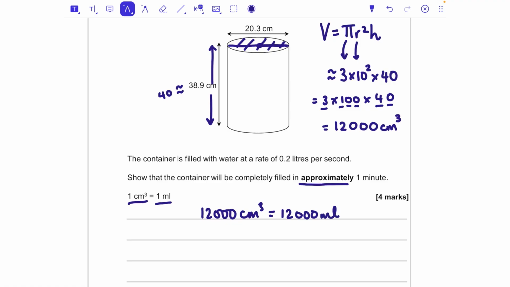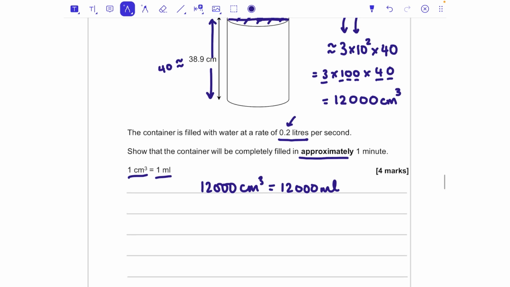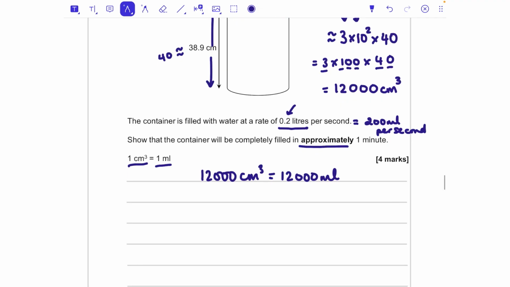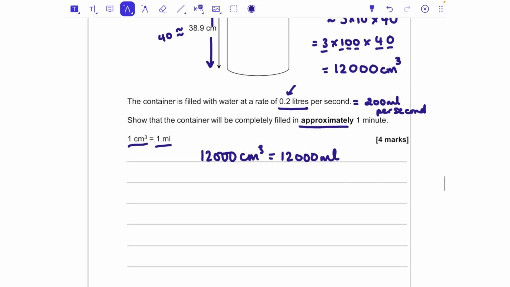And at that point you could change it to 12 litres if you wanted, because 12,000 millilitres is 12 litres, and then you could work with the fact that it fills at a rate of 0.2. I personally don't really want to divide by 0.2, so I'm going to keep it in millilitres, and I'm going to say that it's filling at 200 mil per second. So I've actually converted that one, and you can do it either way. It's absolutely fine. As long as you get the same answer at the end, you'd be okay. So 0.2 litres per second, 0.2 of a litre is 200 mil. So I'm going to work with that.